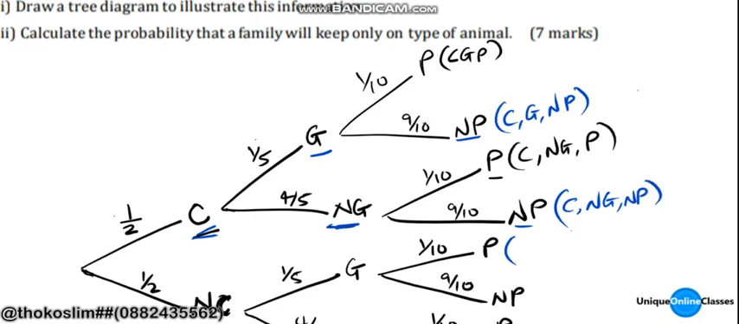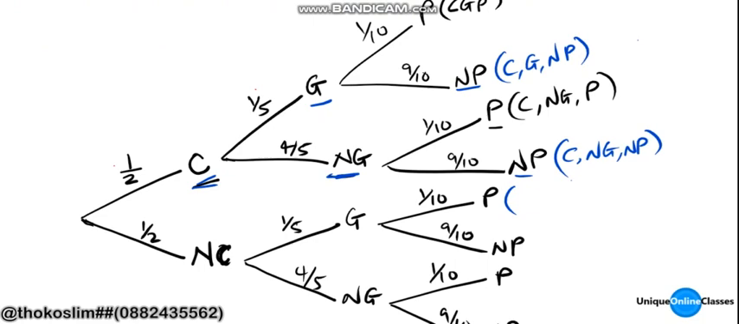And here we have no chicken, goat, pig. We can get a path here, and this part here is no chicken, goat, no pig.